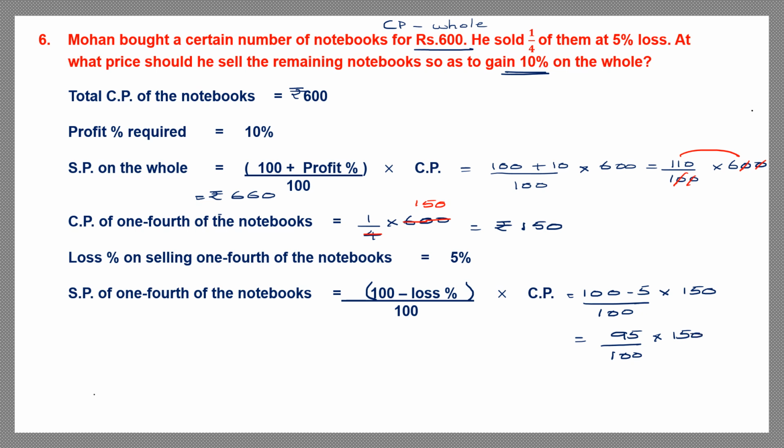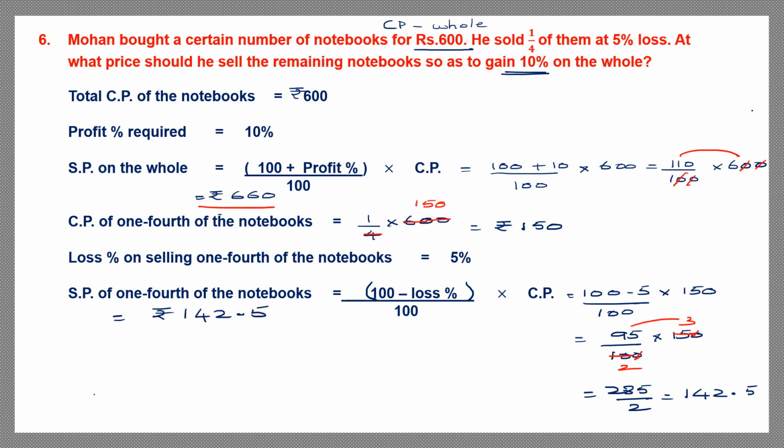So let's cancel. We can cancel a 0 here. We can cancel 10 and 15. 5 2s are 10, 5 3s are 15. Now multiply 95 into 3, which is 285. 285 divided by 2. We get 142.5. So we have found the selling price of one-fourth of the notebooks, and that is rupees 142.5.